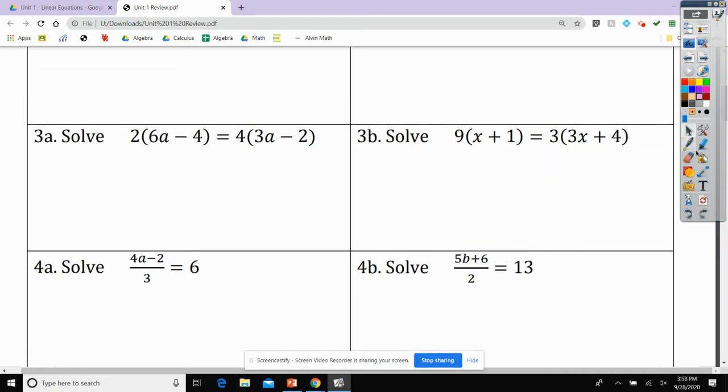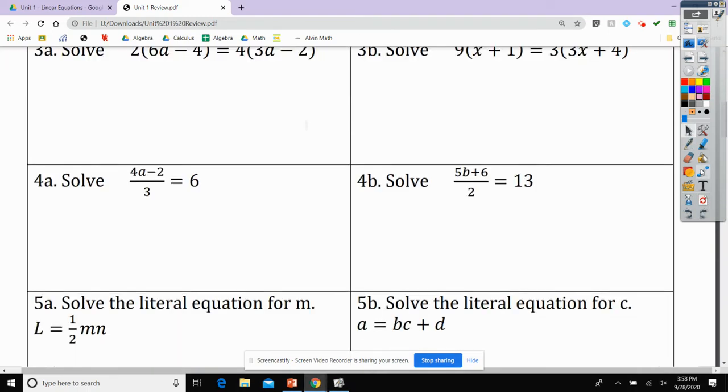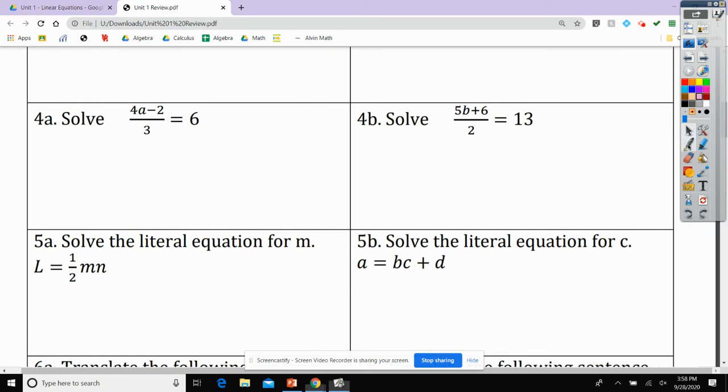Okay, for 4b, this is the one time that we're going to break our 5 steps. We're actually going to multiply or divide first. So I want to get rid of this 2 on the bottom. That means I need to multiply by 2 on both sides. So those 2's cancel out, and I'm left with 5b plus 6 equals 26.